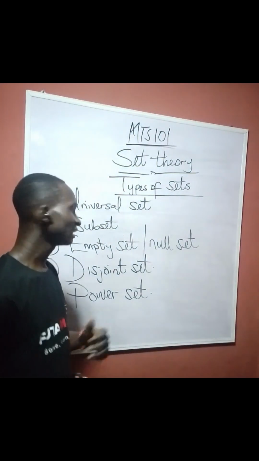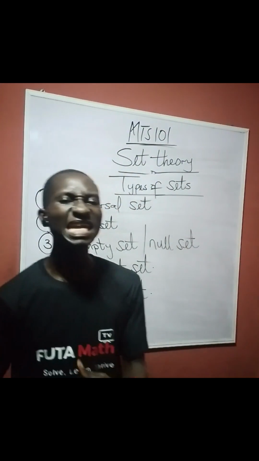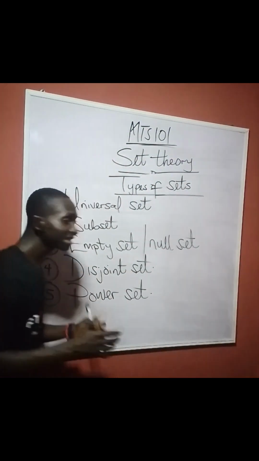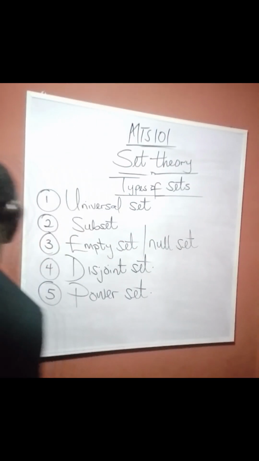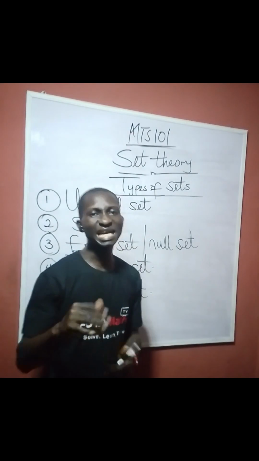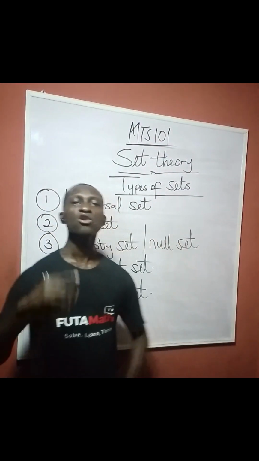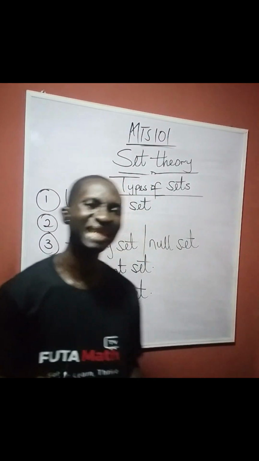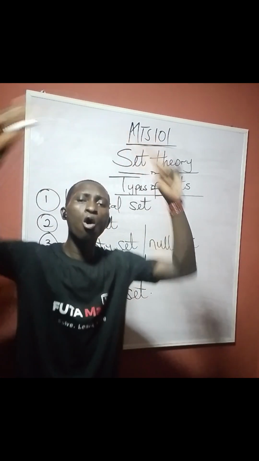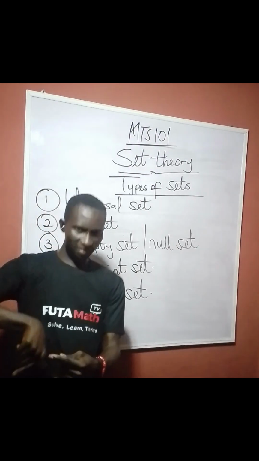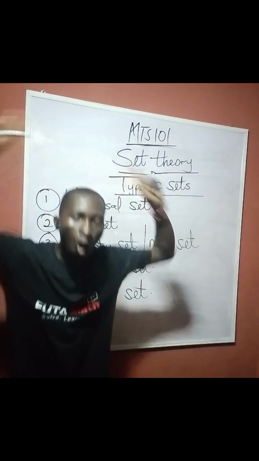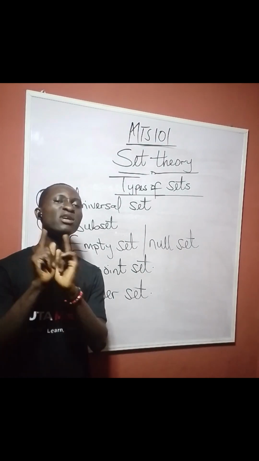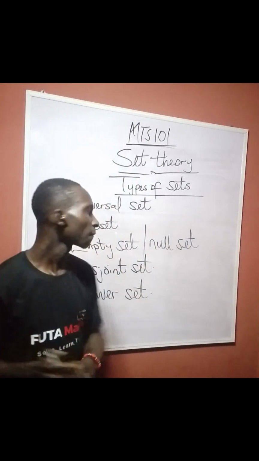Now let's take them one after the other. What do we mean by a universal set? A universal set, I can call it a mother set. What do I mean by a mother set? Calling a universal set a mother set means that it is a set that contains all elements in its subsets. I will explain what a subset is. But this universal set contains all other elements that can be contained in its subsets.